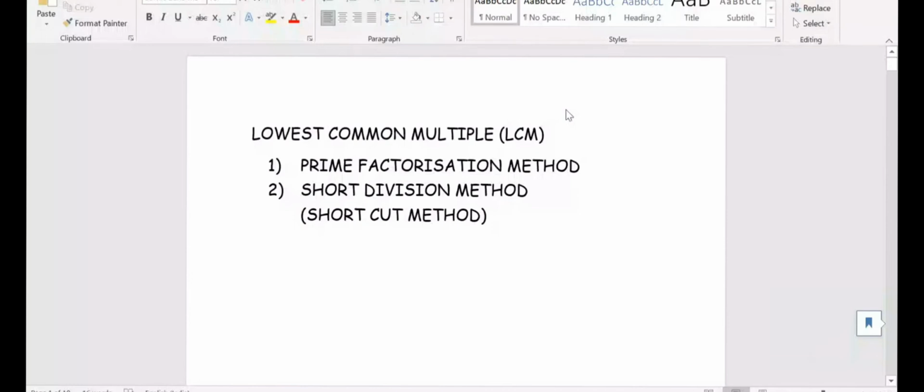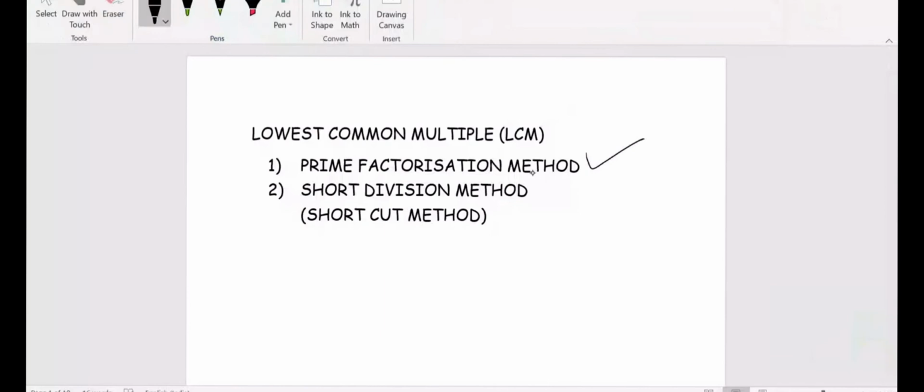So today I'm going to teach you one of the methods we use to find the LCM of the given numbers. We have two methods here. The first one is the prime factorization method and the next is the short division method. By the name itself, it is a shortcut method. If we get problems in MCQ, we have to follow the second method, which is easy and time saving for finding the LCM.